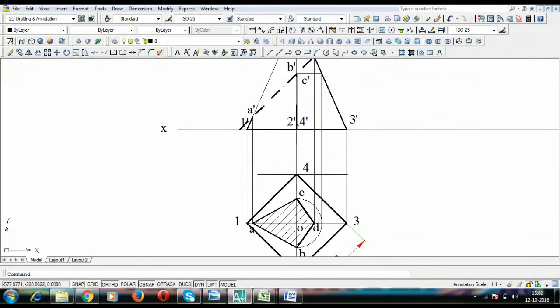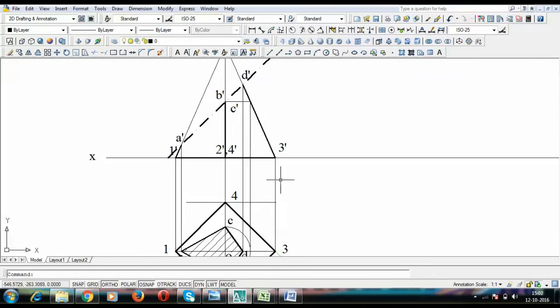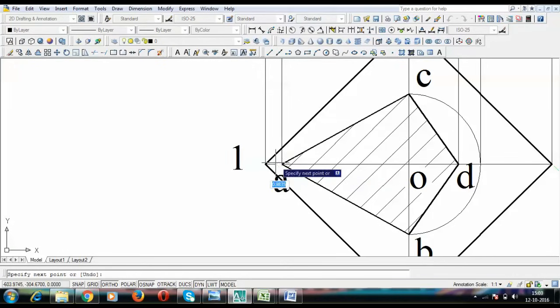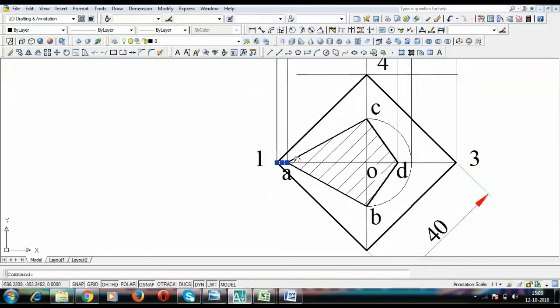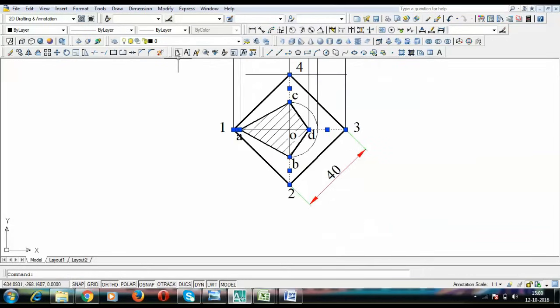Similarly, from B to 2 and C to 4, we need to darken this also, and we need to darken this also from D dash to 3 dash, and hence its corresponding top view also has to be darkened from D to 3. It should look something like this. Please watch this carefully. From D to 3 we have a line. Again we have a line from C to 4. Again we have a line from B to 2, and we have a line from A to 1. That's the line, this one and this one, and let us finally darken this up. That's it, guys. So that's exactly how the sectional top view will look.